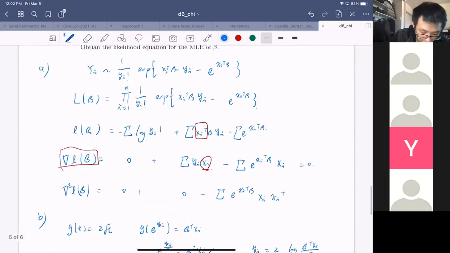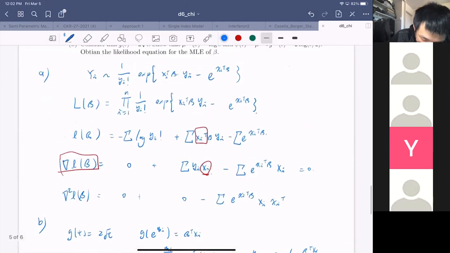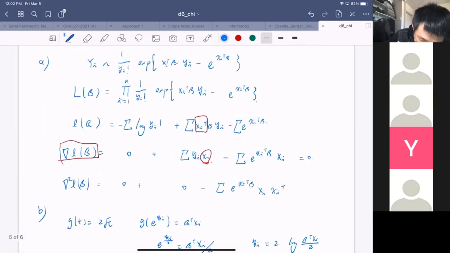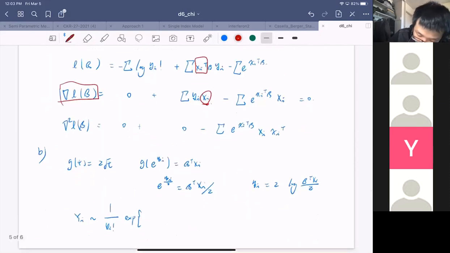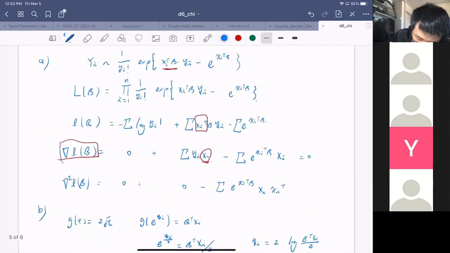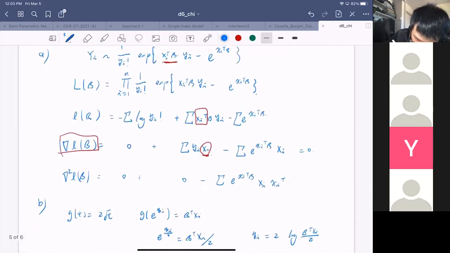So then we can have the likelihood function, Yi follows this exponential. Okay, so we plug in the eta as this, so it should be 2 log beta, and the second term is exponential of eta.